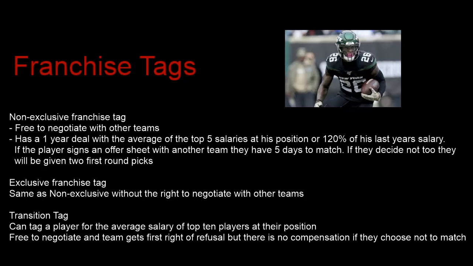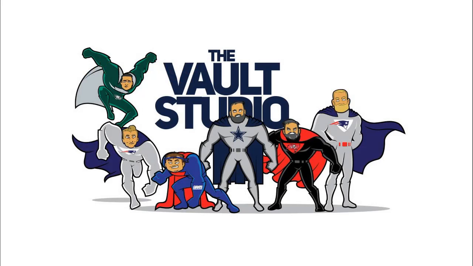He can go out and search for agency, and some team might come in and just blow the doors off with a contract offer. At that point, the team that tagged him, if it's more than the top 10 players at their position average, which it very well may be, they have to decide to match that or let him walk away for nothing. Basically, it's just a way to keep them from transitioning to a new team, and this stops them from doing that. So, look, that's kind of how the franchise tags work, and that's it, guys. That's it for the free agency.